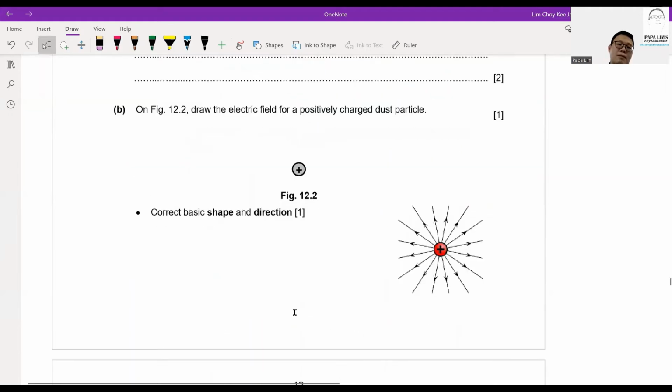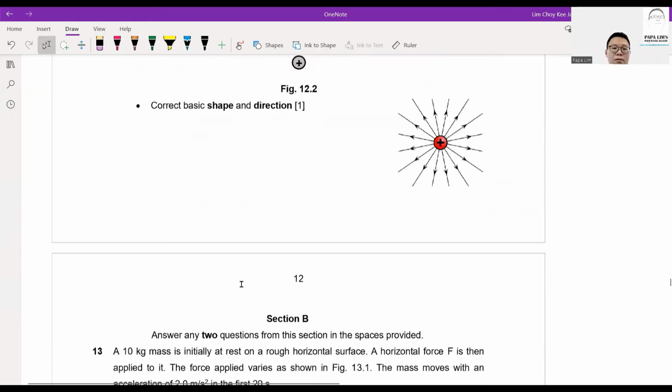Part B, positive charge, is a standard question. I will not dwell too much here. Please know the charge pattern in your textbook. Okay, know why.